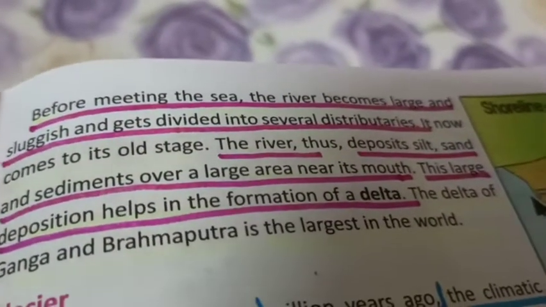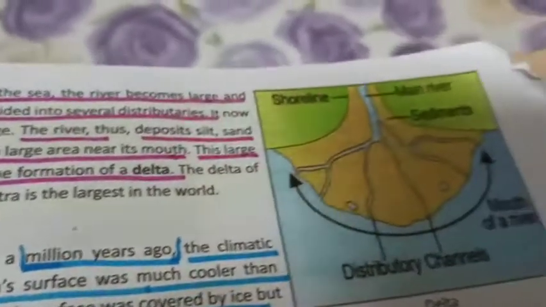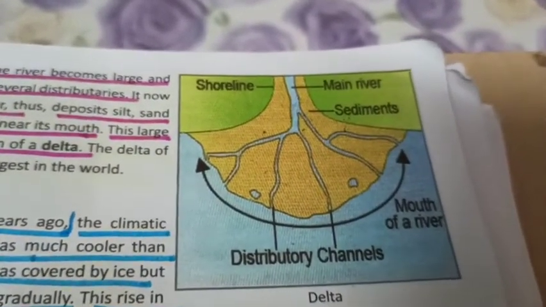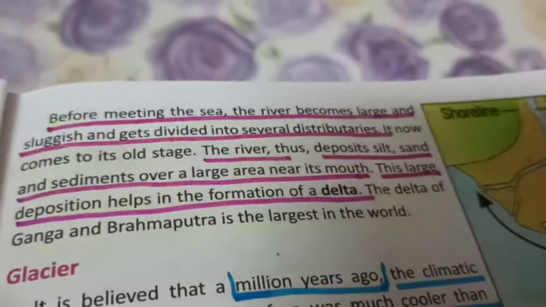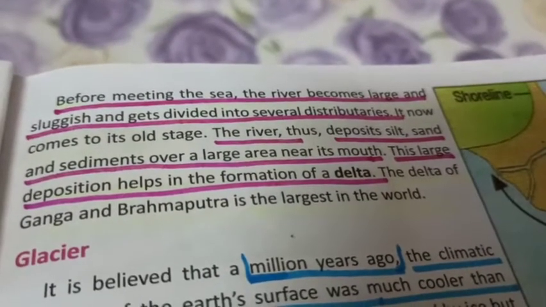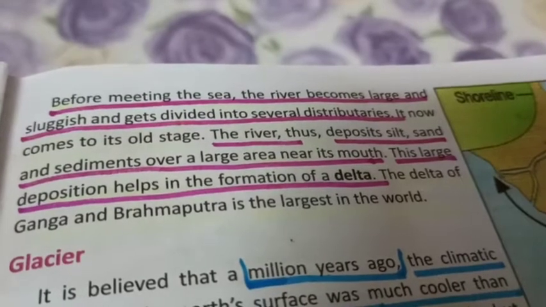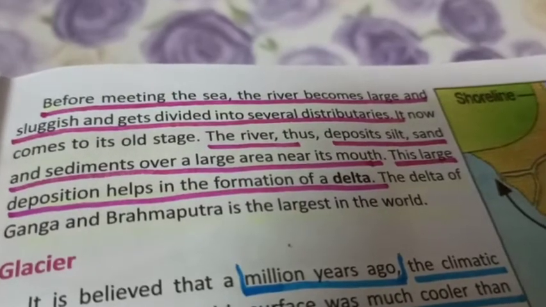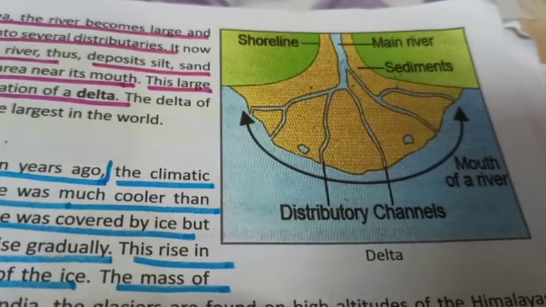Before meeting the sea, the river becomes large and sluggish and gets divided into several distributaries. The river thus deposits silt, sand and sediments over a large area near its mouth. This large deposition helps in the formation of a delta. Here the picture of a delta is given.